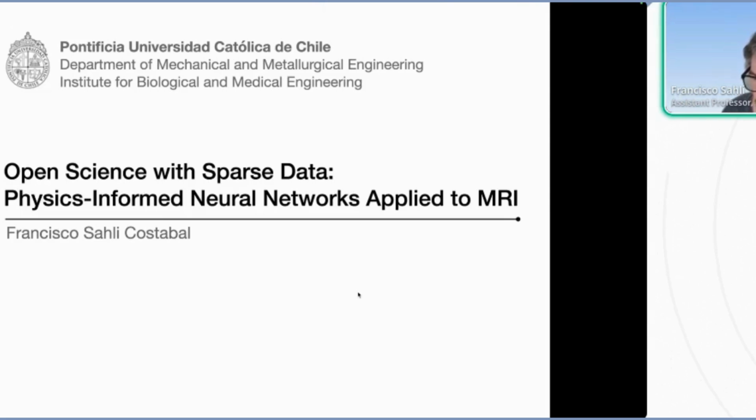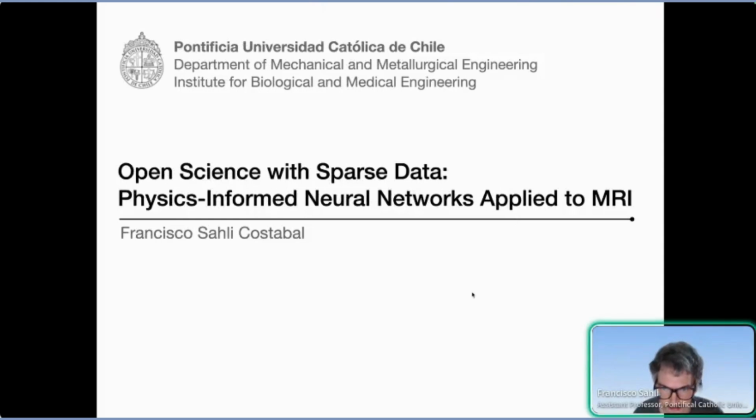So thanks to the organizers for putting this together and also for inviting me to give a talk about how we can use physics informed neural networks in MRI, especially where we know that MRI can be expensive to acquire, so we typically are in a sparse regime of data.